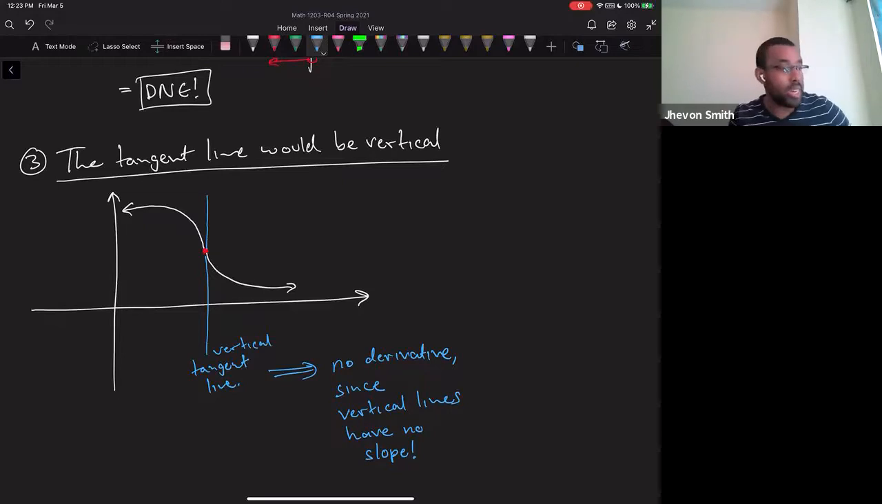We'll stop there. Next time should be pretty fun. We'll go back to the computational kinds of things. I'm going to give you some shortcuts, some formulas, some things that can allow us to take derivatives easier. But for now, that's where we're going to end it. So hopefully that went well.